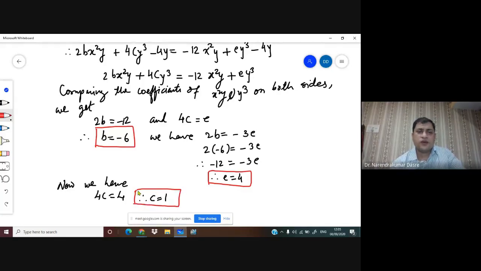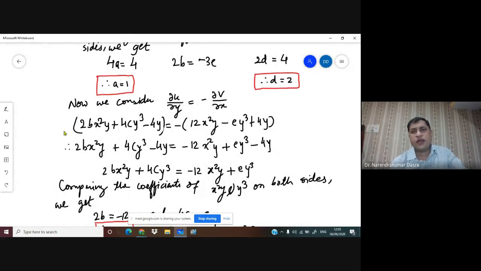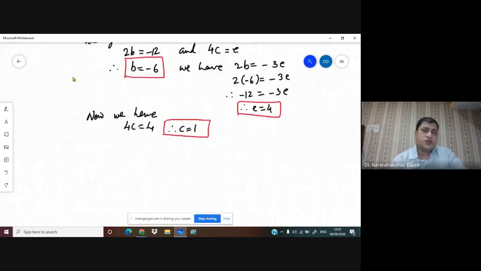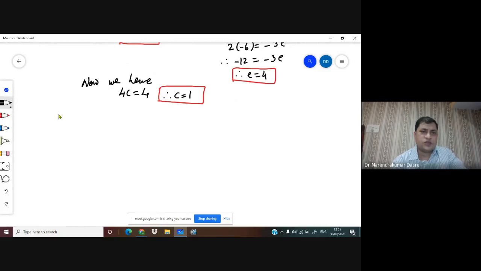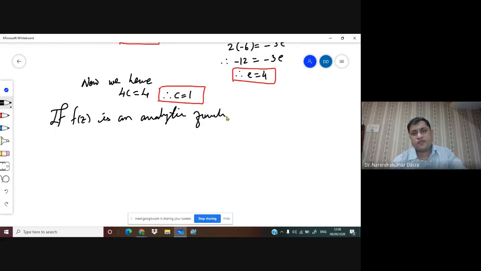Okay, so this way we are able to get the values of all coefficients. So b, c, and e we got here, and we got here a and d. So we can write the final solution as, so if f of z is an analytic function, then we have a is equal to 1, b is equal to minus 6, c is equal to 1, d is equal to 2, and we get e is equal to 4.